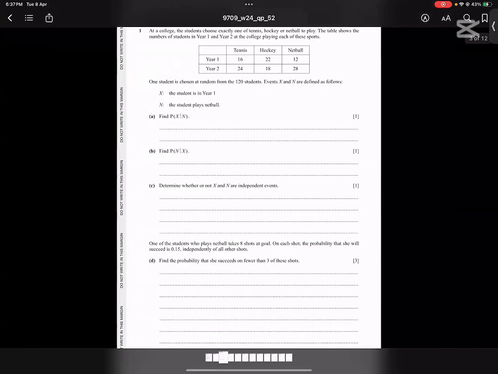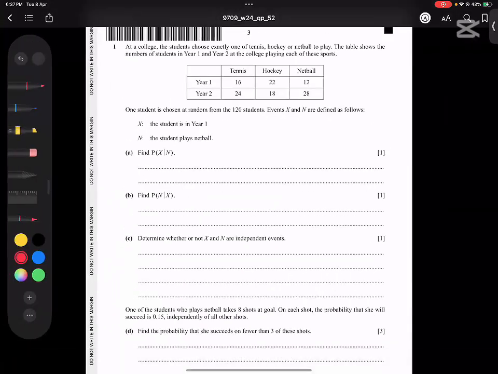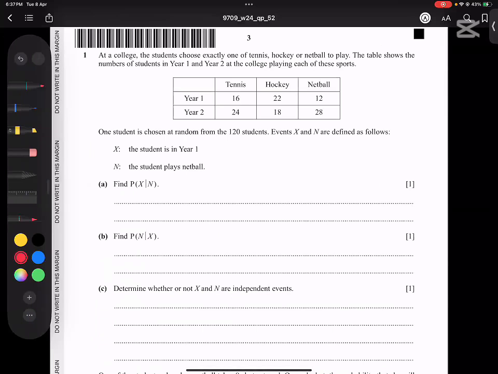So have a look here. At a college, students choose exactly one of tennis, hockey, or netball to play. And you can see there are 2 years, year one with tennis, hockey, and netball, and the second year. So data is given here. One student is chosen at random from 120. It means if you add them all, the total students are 120.